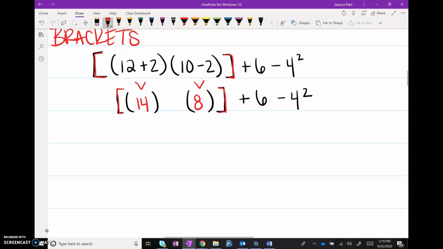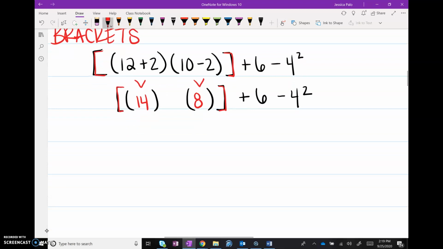And we have another operation inside the brackets. 14 in parentheses next to 8 in parentheses is showing us multiplication. So we are going to multiply 14 and 8. 14 times 8 is 112. Now we've finished with our brackets. There's nothing left to simplify inside the brackets, so we just bring down the rest of our expression.